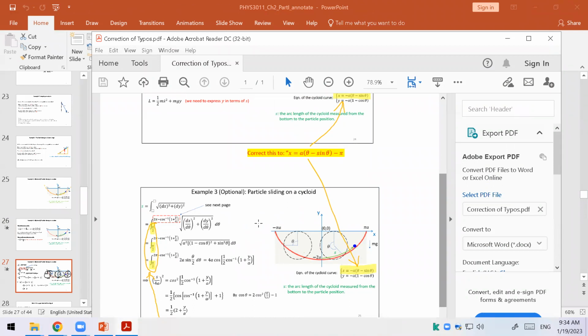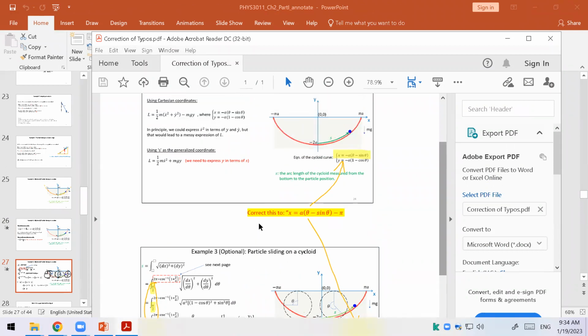Another thing is that for the equation of the cycloid, in the first chapter, when I drew the cycloid, the edge was touching (0, 0). But in this case, I actually made the coordinate system such that the edge of the cycloid is not at (0, 0). Therefore, here I should shift it by some distance.